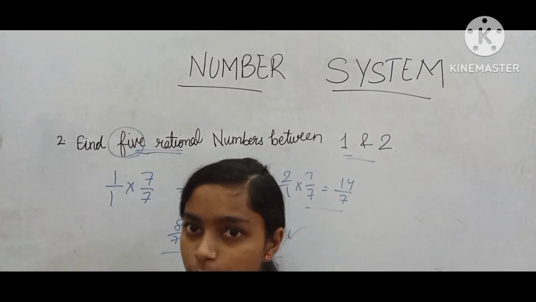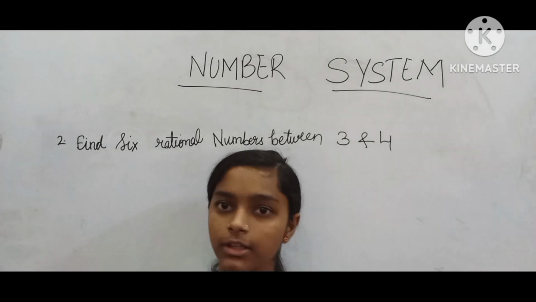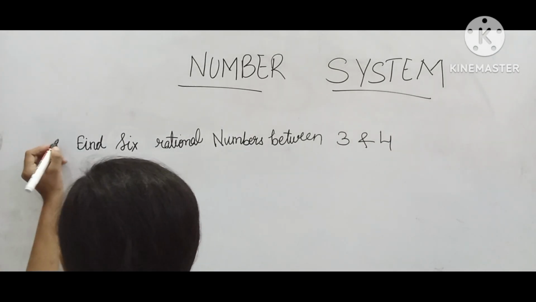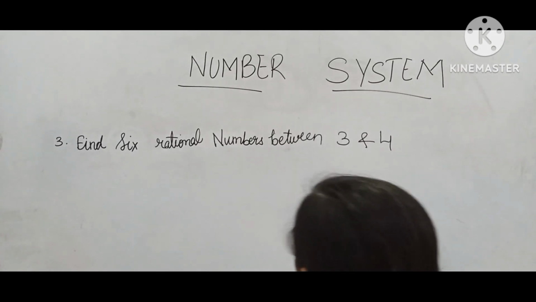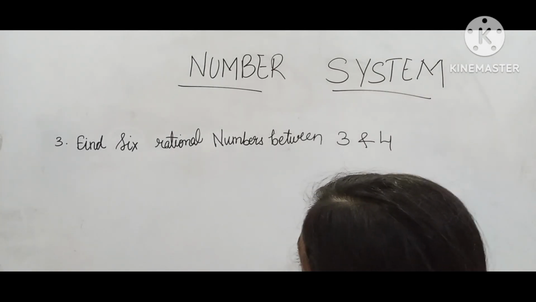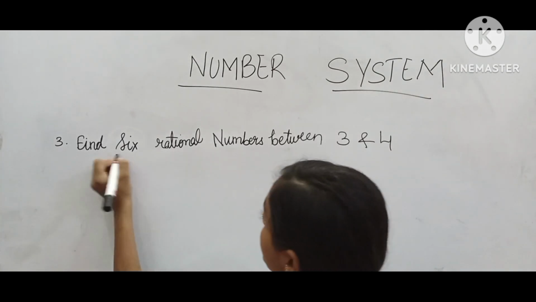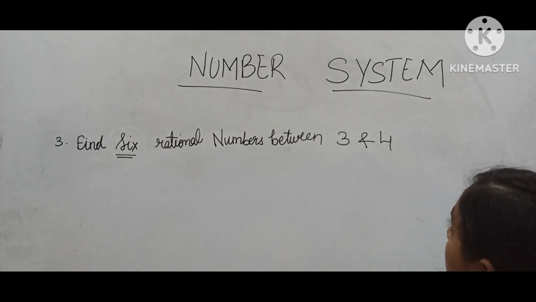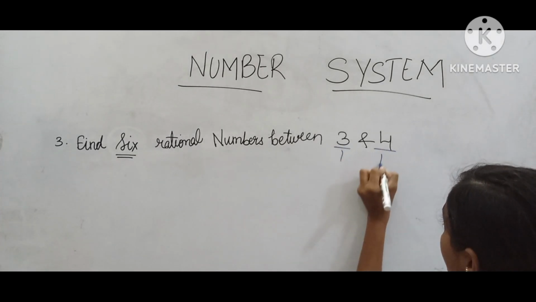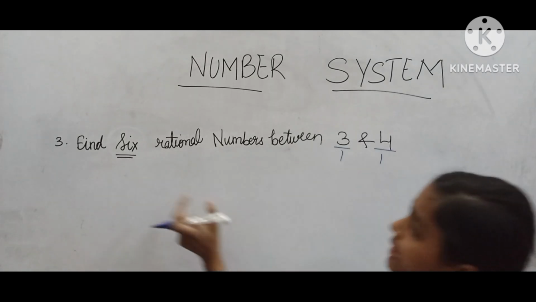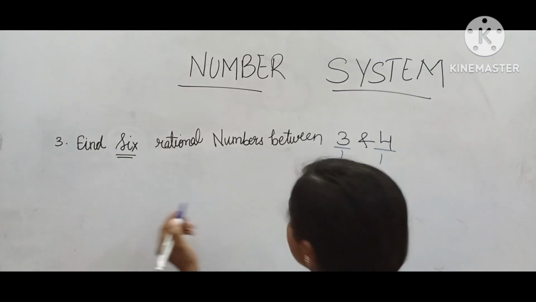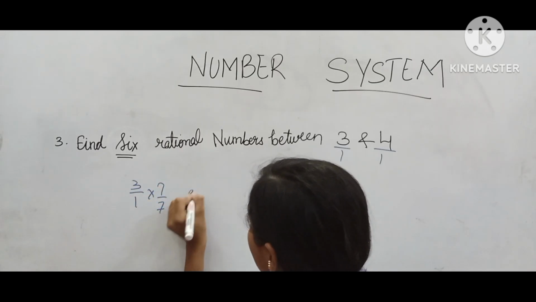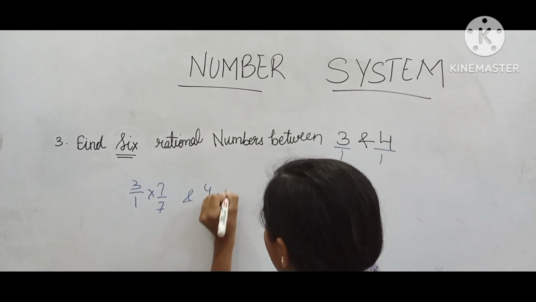Let's move on to the next question if you've understood this. So let's solve question number 3: find 6 rational numbers between 3 and 4. It's the same question as before. All we have to do is take a number greater than 6 and make the denominators the same, which won't be a problem because 3 by 1 and 4 by 1 have the same denominators. Take a number more than this, 7. 3 by 1 into 7 by 7 and 4 by 1 into 7 by 7.